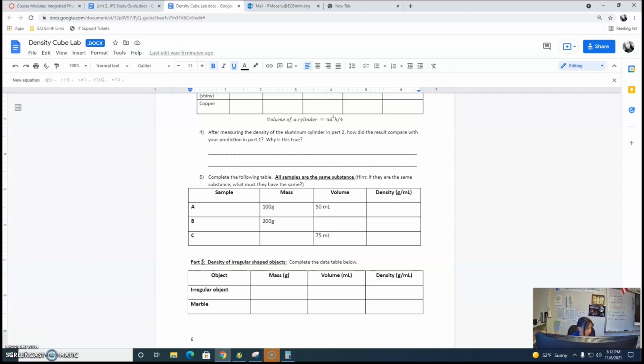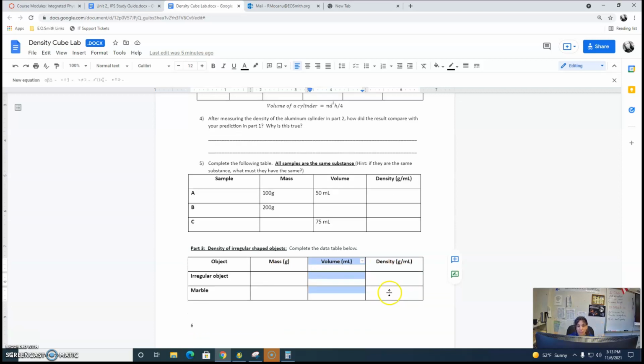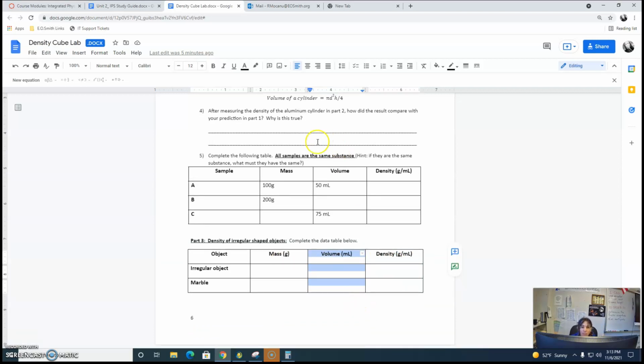The last part of the lab is you're going to figure out the density of an irregular object that looks something like this. It's hard to see, but I will give this to you, and you are going to figure out how to come up with a volume for these, because you're not going to be able to measure it using a ruler. I can tell you that right now. You're going to have to figure out a different way of measuring the volume, and once you have the volume, you have the mass, you can calculate the density. All right, you guys, I hope this was helpful, and I will see you in class.